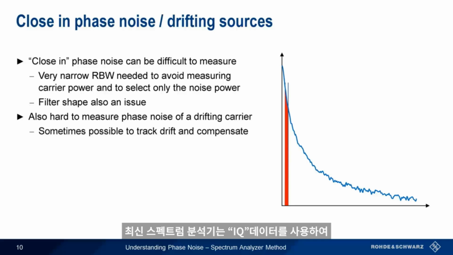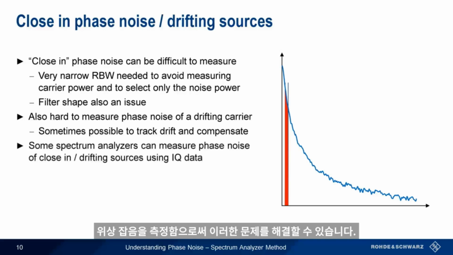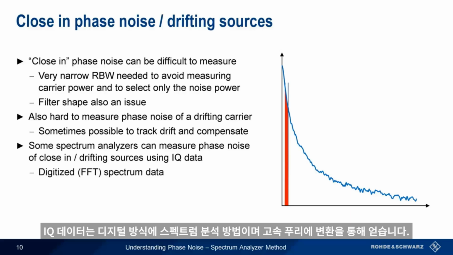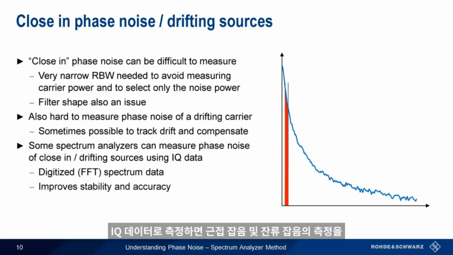Modern spectrum analyzers can avoid some of these issues by measuring phase noise using so-called IQ data. IQ data is a digital representation of the spectrum and is obtained by means of the fast Fourier transform. Measuring with IQ data can improve the stability and the accuracy of phase noise measurements, particularly for close-in measurements or for drifting sources.